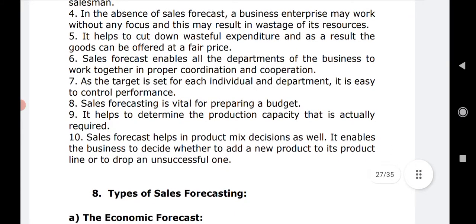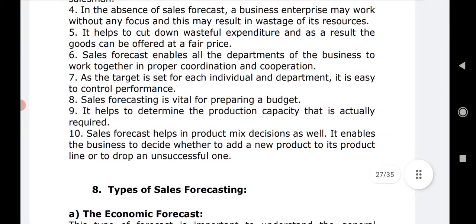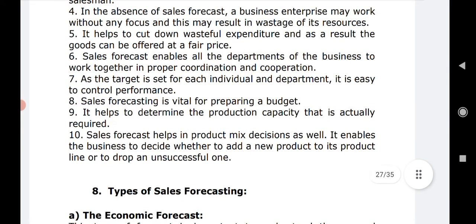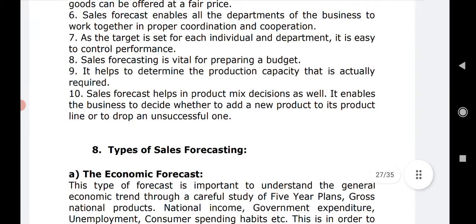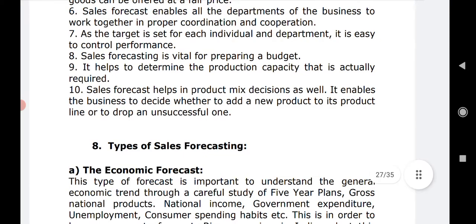So with the help of sales forecast, we can avoid the wastage of resources. Next, it helps to cut down wasteful expenditure, as I said earlier also, and as a result the goods can be offered at a fair price to the customers. Next, sales forecast enables all the departments of the business to work together in proper coordination and cooperation, right? So that can be done. As the target is set for each individual and department, it is easy to control the performance of each department.